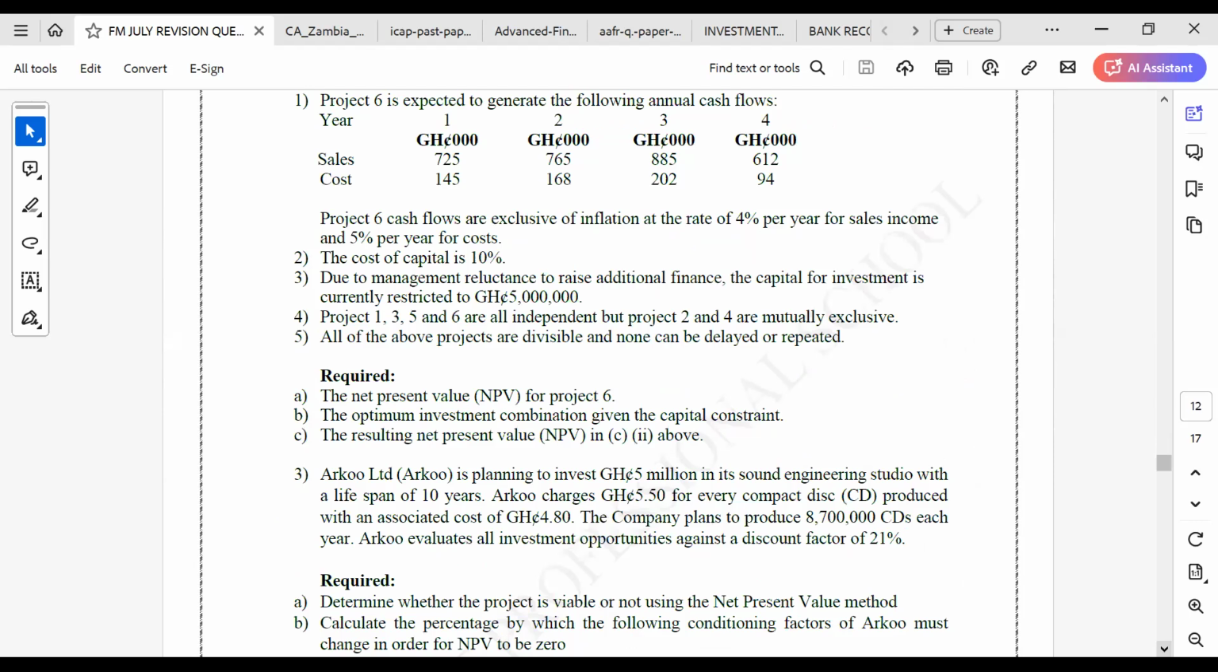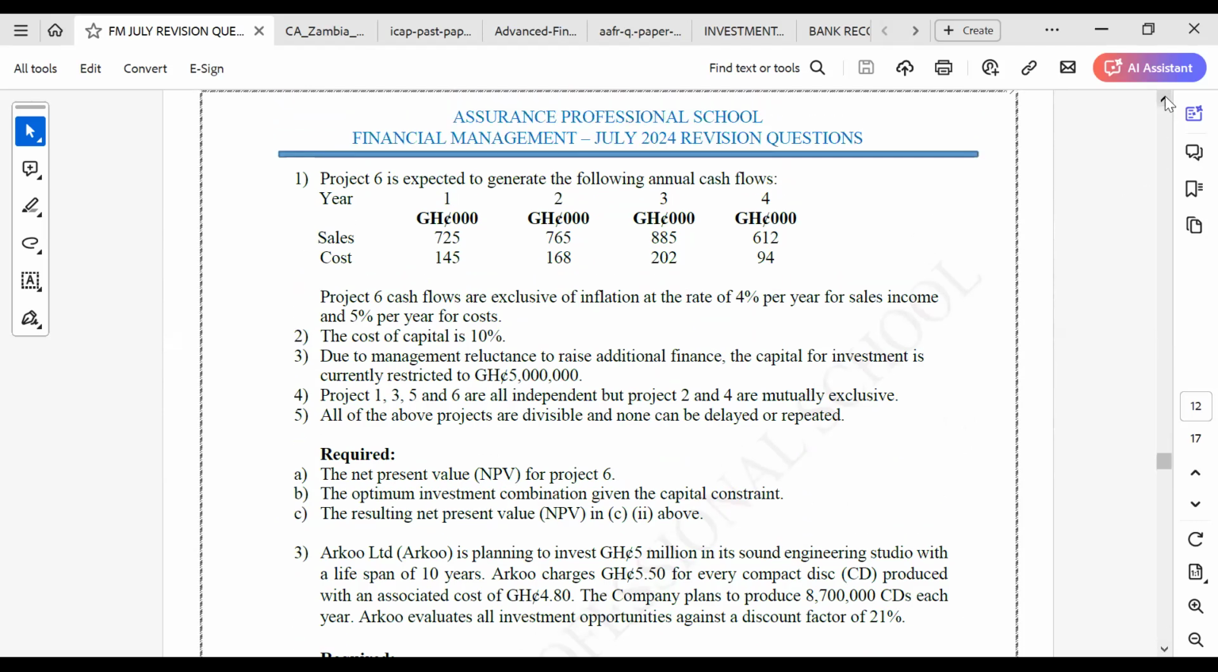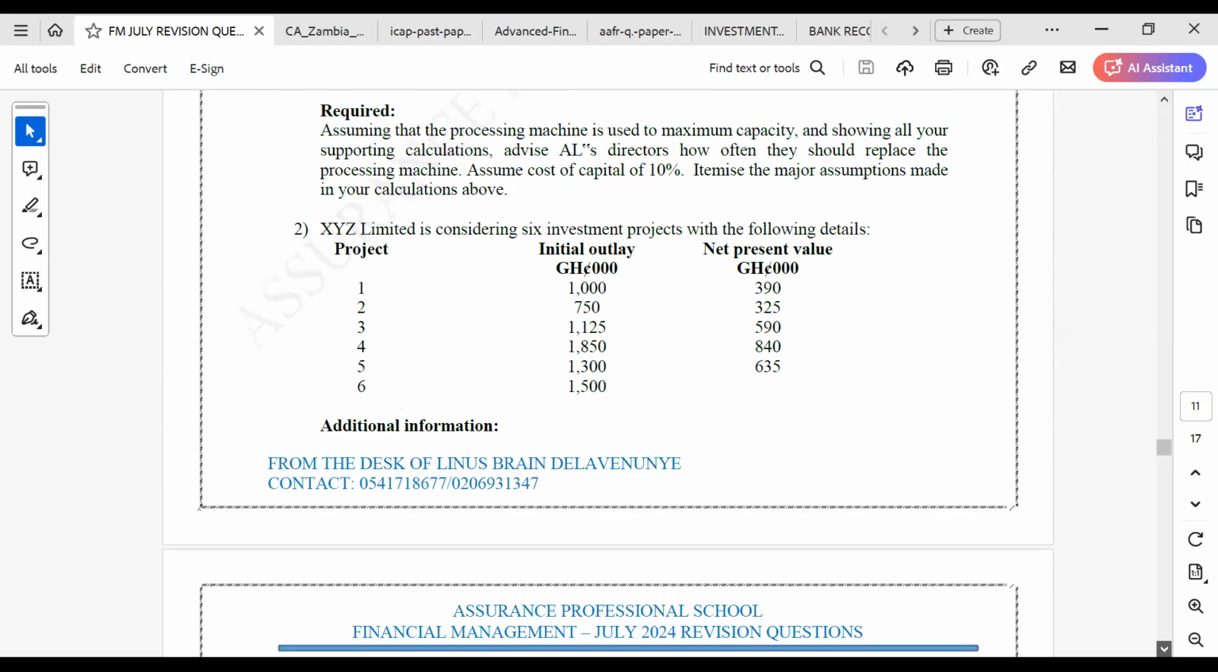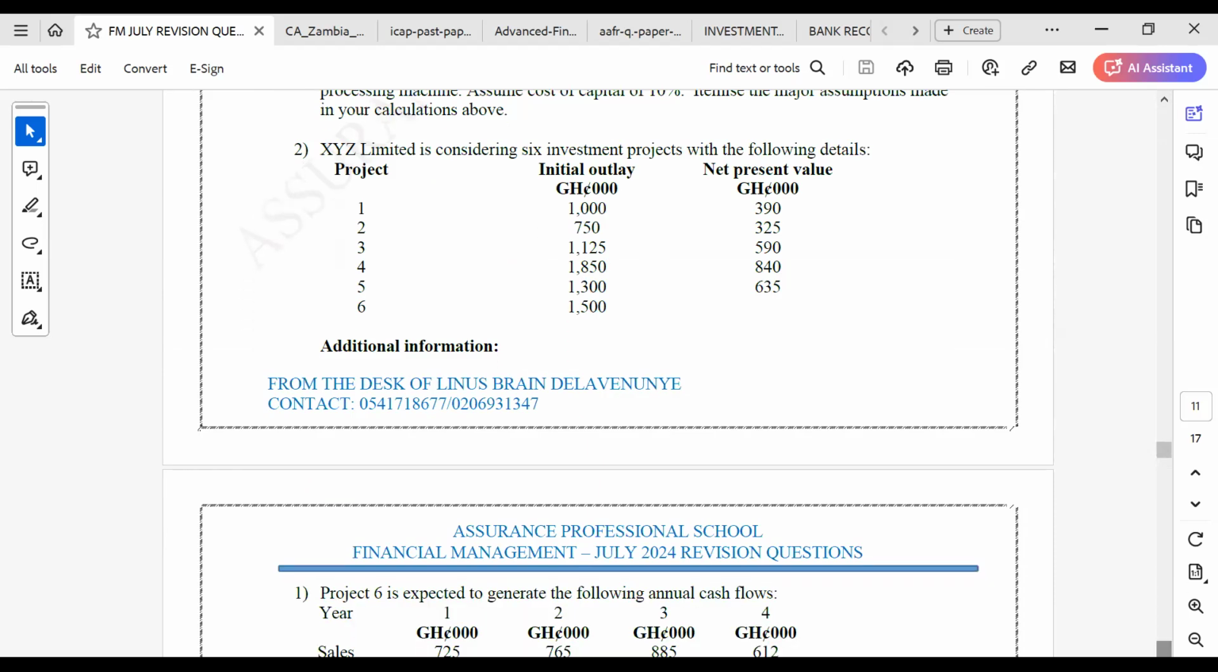So let's look at the required, the net present value, NPV, for project 6. You can see that they have not calculated the NPV. If you look at this place, you can see that project 6 is dashed. So we have to calculate the NPV for them ourselves. Scenario, are you there? Can you take it for us?